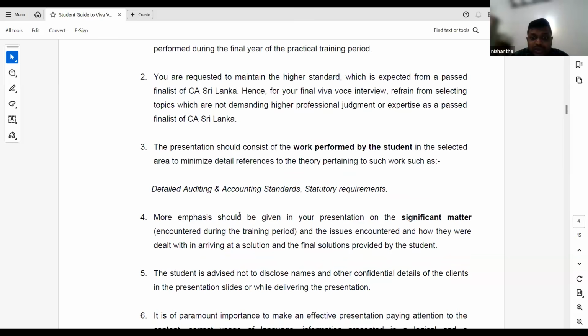More emphasis should be given in your presentation to significant matters encountered during the training period, the issues encountered, how they were dealt with in arriving at a solution, and the final solution provided by the student.